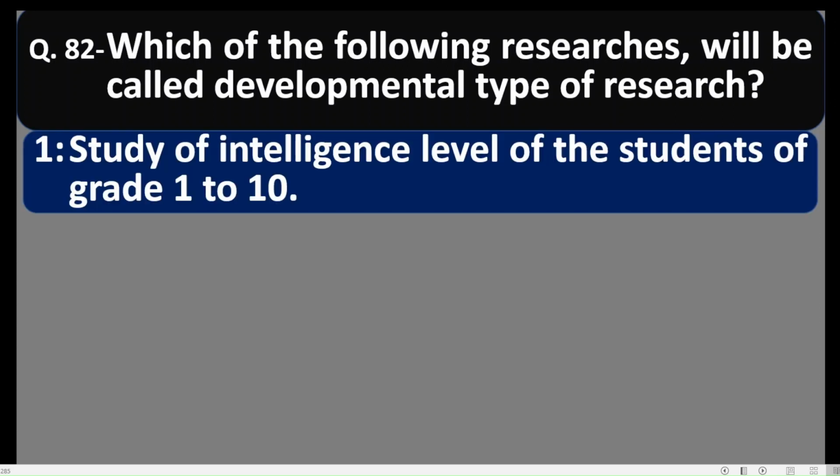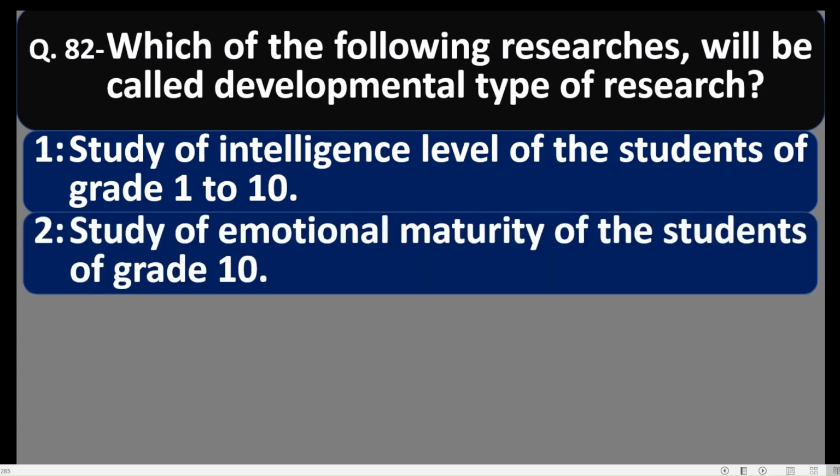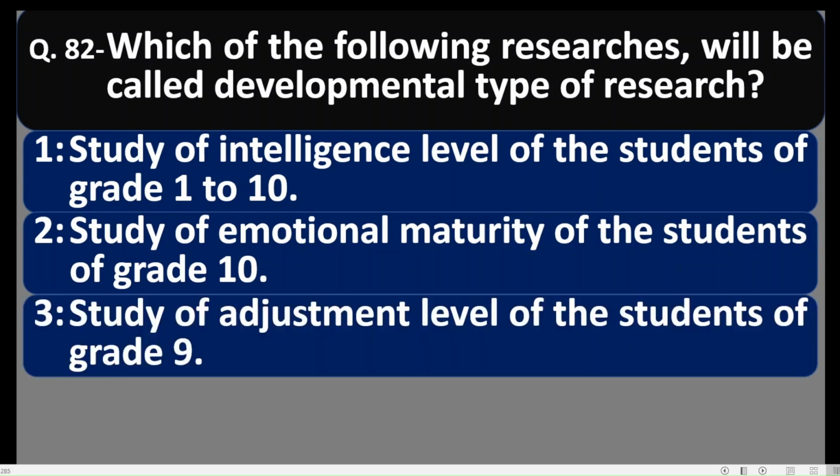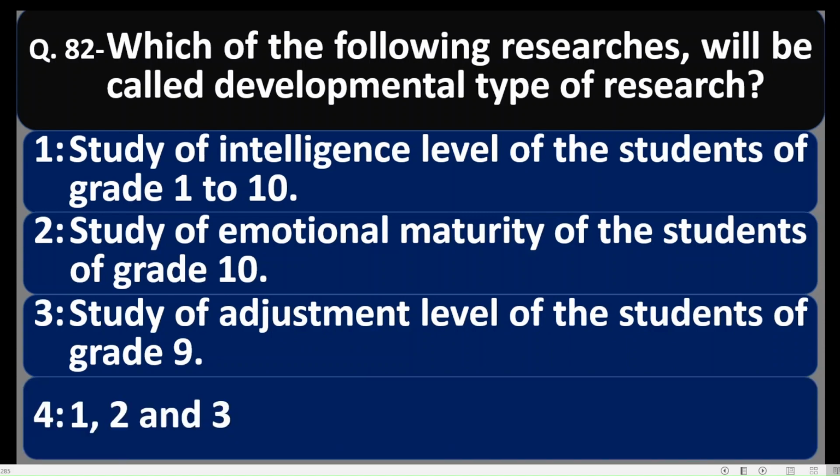Let us see. Number 1, study of intelligence level of the students of grade 1 to 10. Number 2, study of emotional maturity of the students of grade 10 only. Number 3, study of adjustment level of the students of grade 9 only. Number 4, 1, 2, and 3. Friends, out of these three problems, only the first problem is one where the impact of change in the situation due to passage of time can be studied.